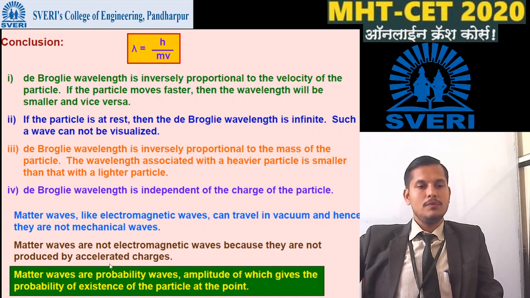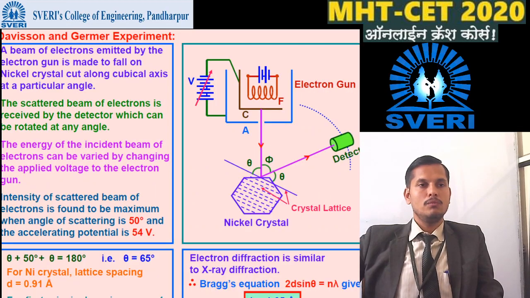So we can say matter waves are probability waves, the amplitude of which gives the probability of existence of the particle at the point. So these are the conclusion points for this de Broglie wave or matter wave.